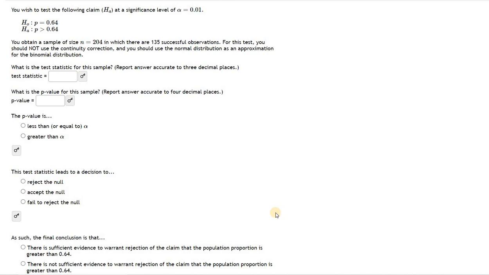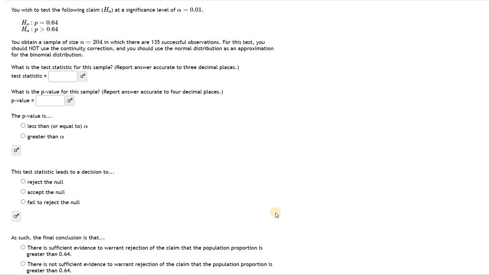You wish to test the following claim at a significance level of 0.01. The null hypothesis states that the proportion is equal to 64%, and the alternative hypothesis states that the proportion is greater than 64%. You obtain a sample size of 204, in which there are 135 successful observations for this test. You should not use the continuity correction, and you should use the normal distribution as approximation for the binomial distribution.